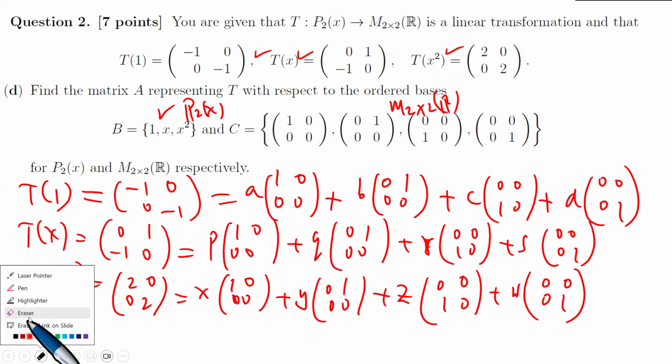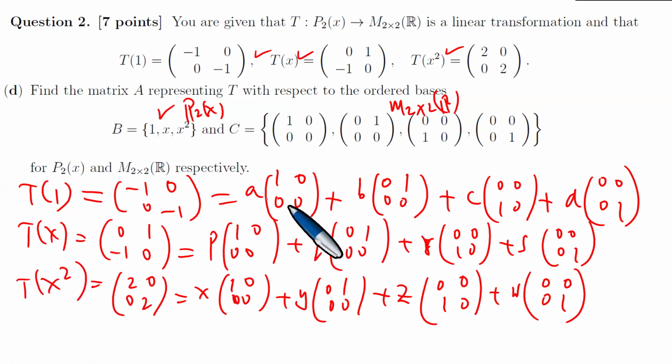It's a little bit tricky, but let's look at the first one. The first one is going to be A, because the rest are 0. So you're going to have that A is equal to minus 1. Then for the second one, B is equal to 0.